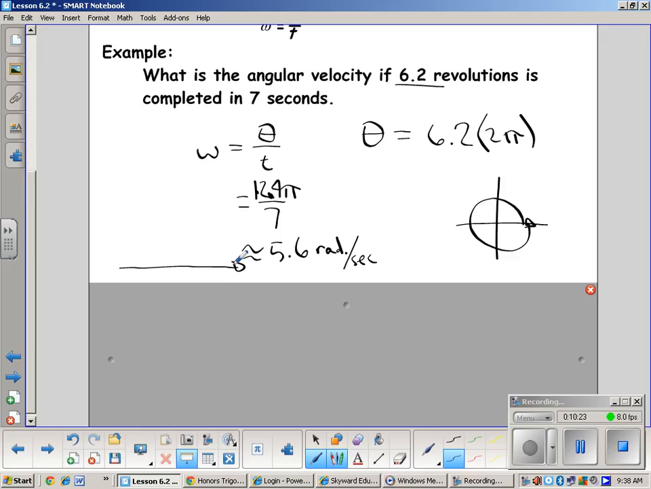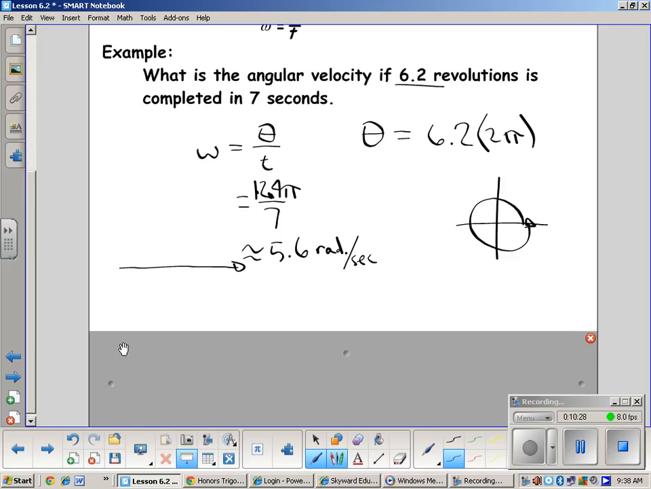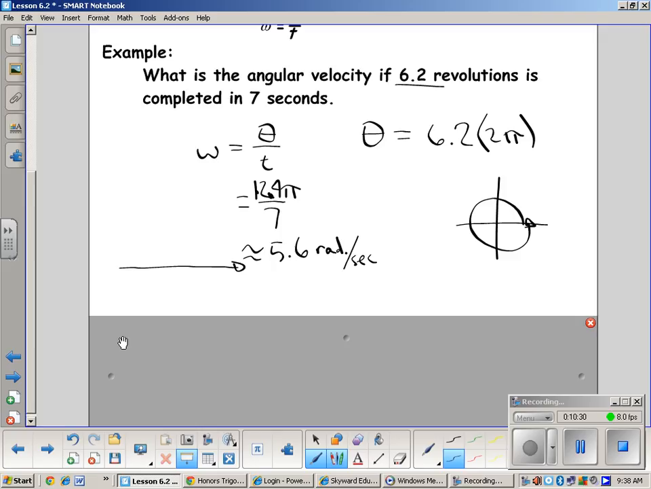Okay? Any questions on that? Is that a 12 point? Yeah. My decimal got too close to the tail on my 2, and I'm trying to fix it. 12.4 pi.